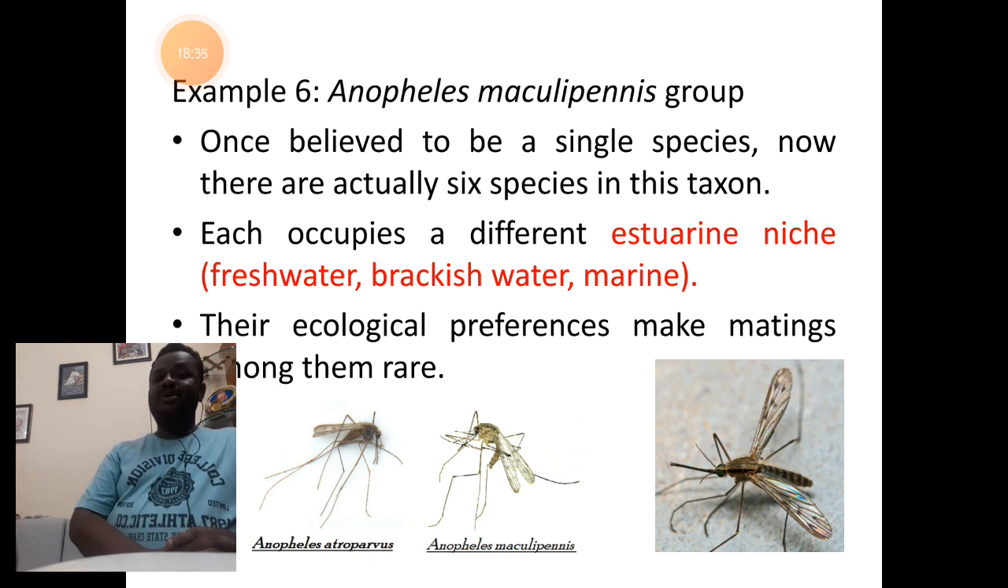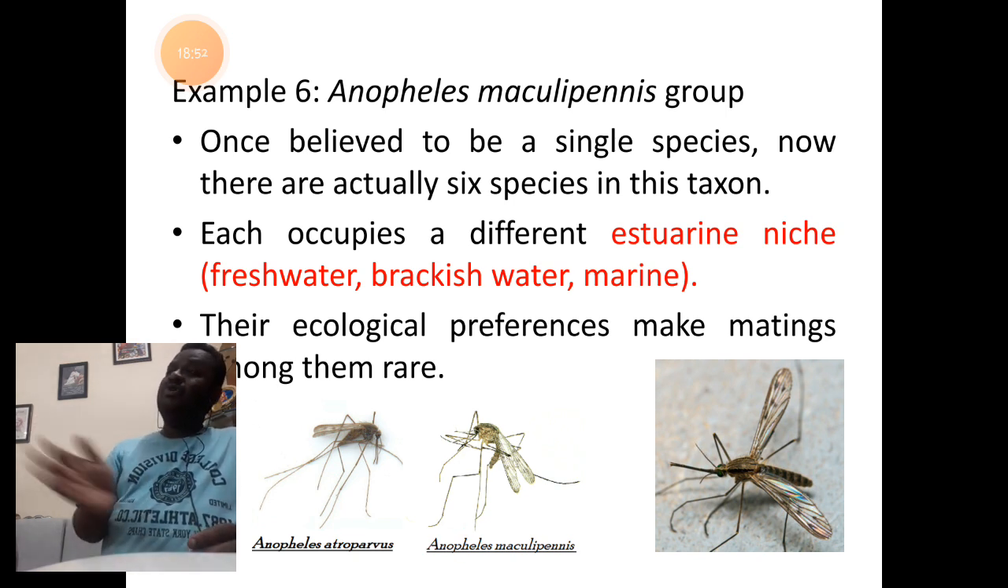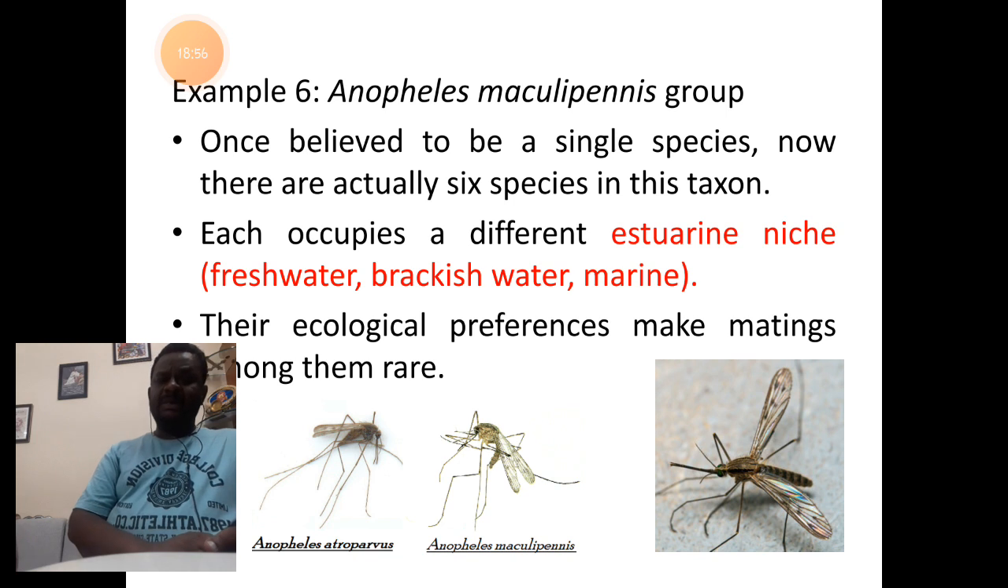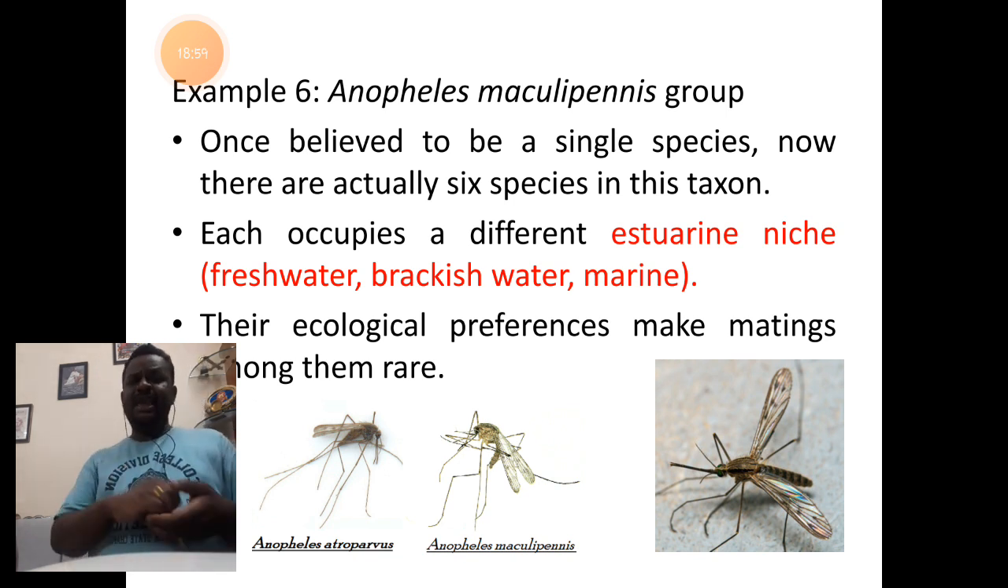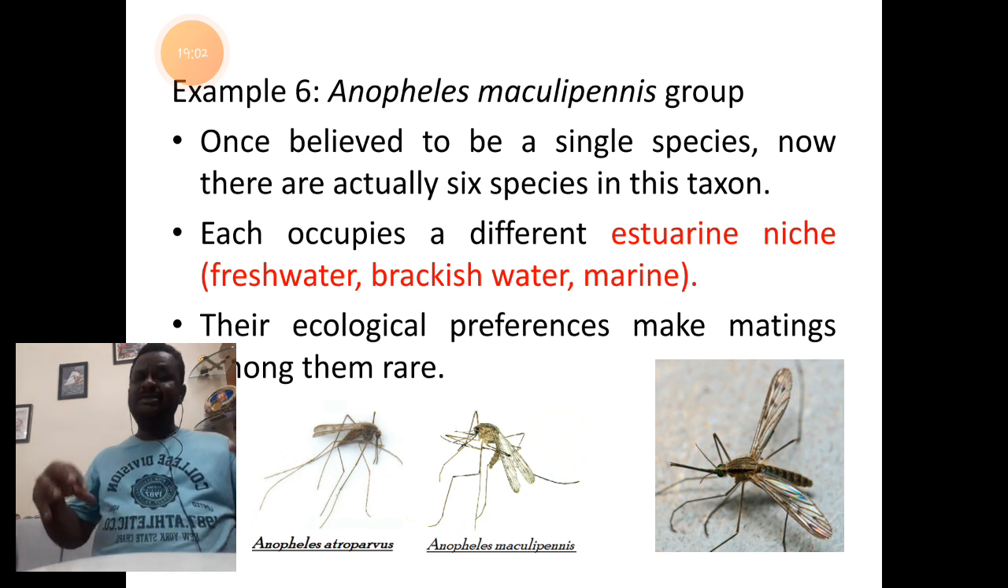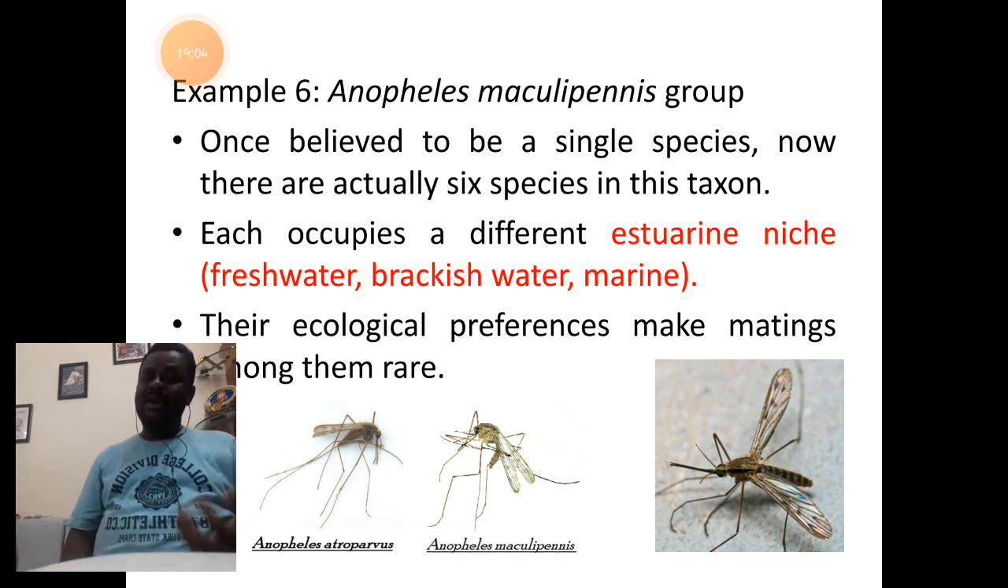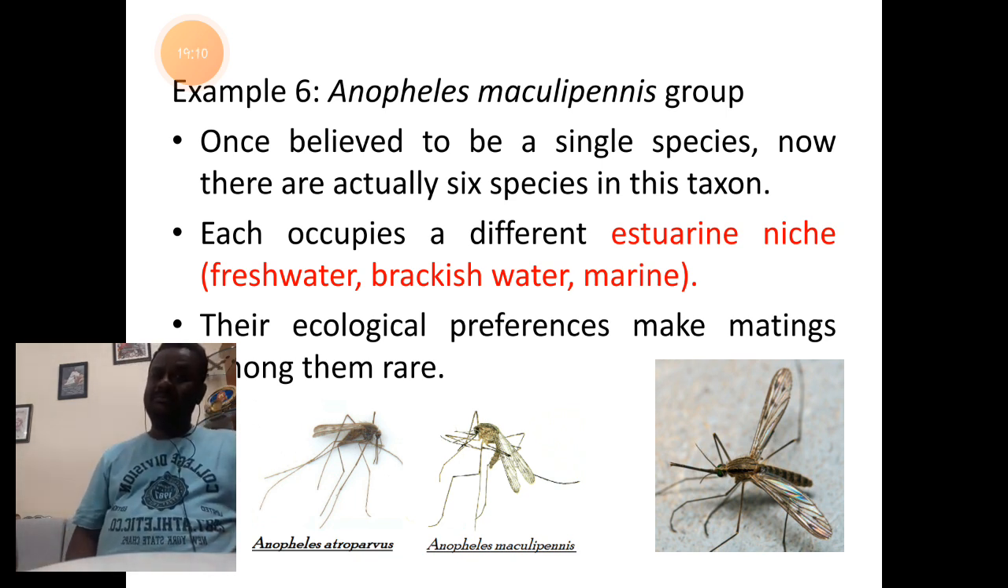The sixth example is Anopheles maculipennis group. It is believed that there are 6 species of Anopheles varieties. They all have originated from a single species. They all resemble each other, but their habitat place differs: in the estuarine areas, some live in fresh water, some live in brackish water, some live in marine water. Even their mating procedures will also be different ecologically.